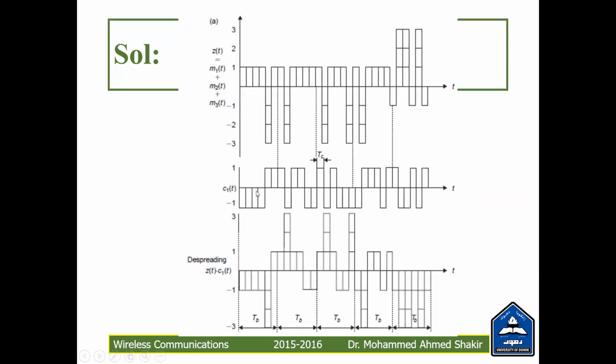Now, in the mobile, we are going to multiply Z of t by C of t to get this signal. This is called the despreading signal. After multiplying Z of t, I mean the received signal, by the chip code, look please, how we are going to determine it, to perform the matched filtering.